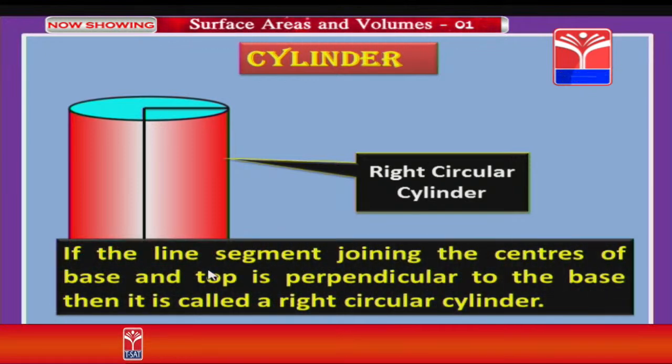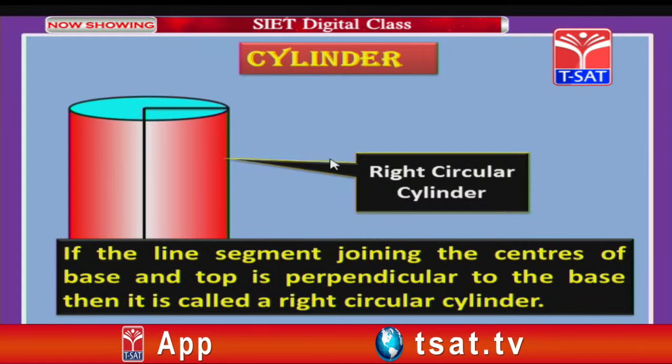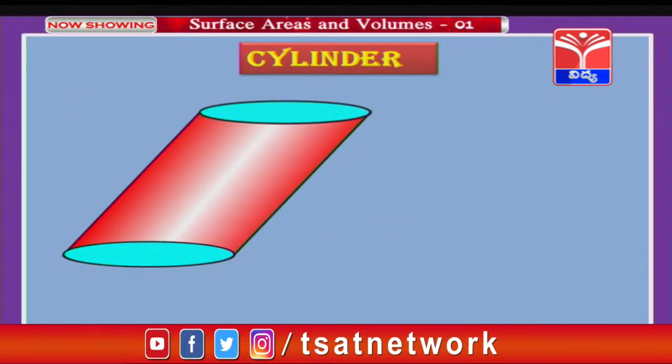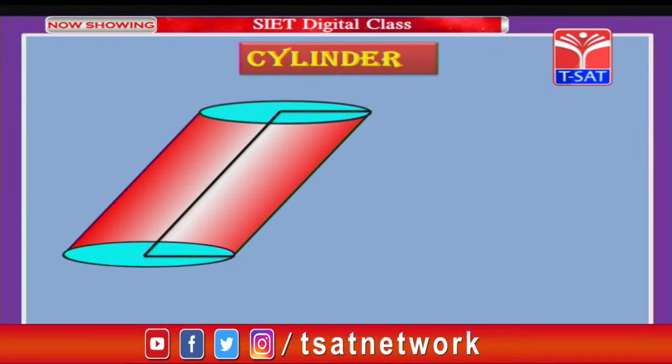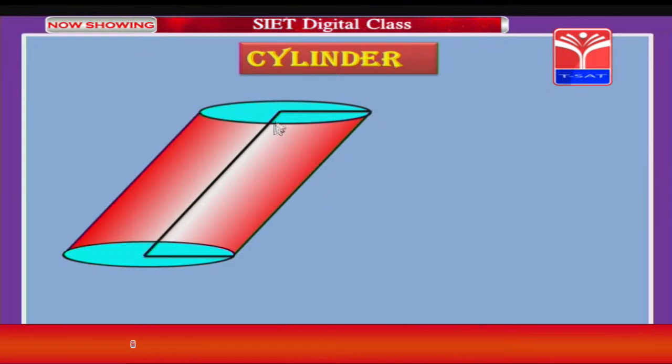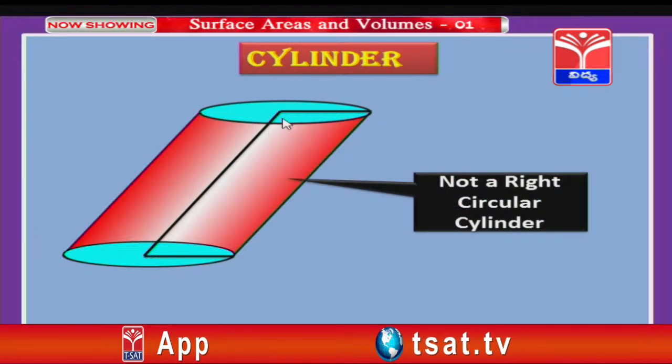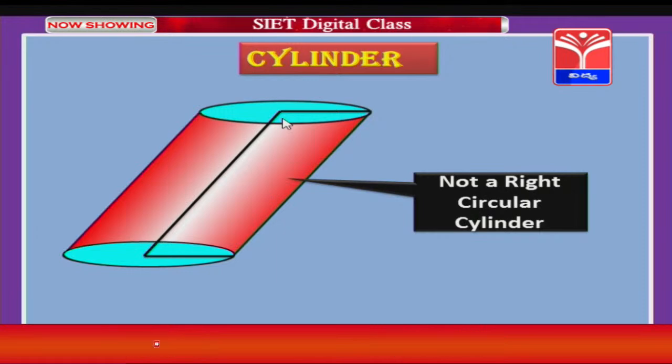So, what is a right circular cylinder? Yes, if the line segment joining the centers of base and top is perpendicular to the base, then it is called a right circular cylinder. Okay, children. Now, let us see what this oblique cylinder is. Here also, if you join the line joining the centers, you notice that the angle formed is not 90 degrees. So, such cylinders are not right circular cylinders, or simply we call them oblique cylinders.